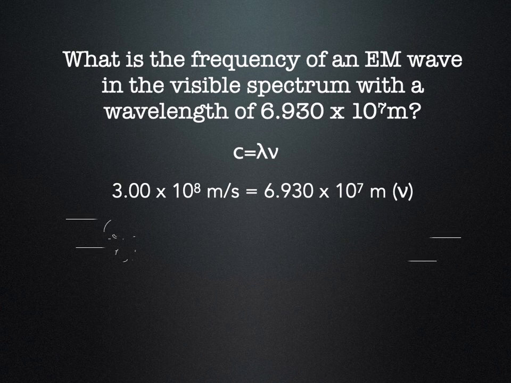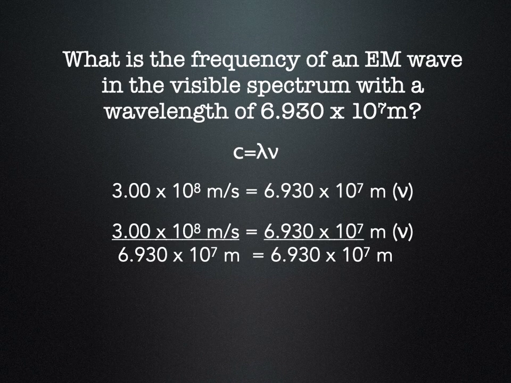Okay, so our first step, we want to divide both sides by that wavelength. The wavelength then is going to cancel on the right side, and on the left side, our meters are going to cancel. Remember, in your calculators, you're going to go 3E8. Don't do times 10 to the caret. Use that EE or exponential key. Divided by 6.930 times 10 to the 7th is 6.930 E7.